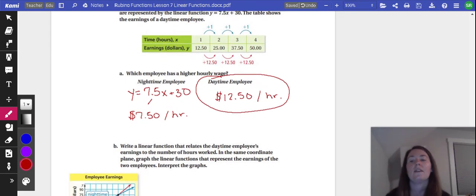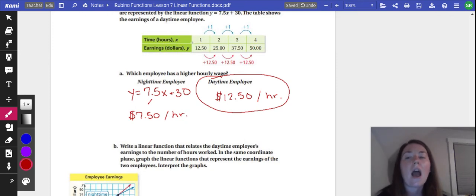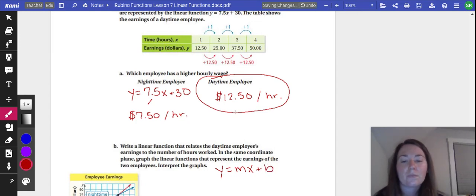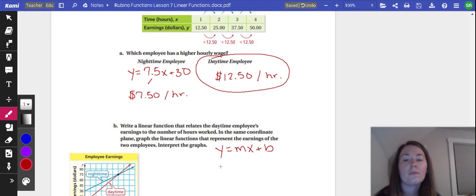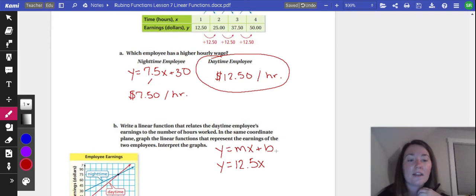Now in part B, it asks us to write a linear function that relates the daytime employee's earnings to the number of hours they worked. All right, so I am taking the information from this table, just like I did in the previous examples, and I am going to write a linear function. So remember, it is in the format y = mx + b. And I already know my slope, or my m, is their hourly wage, which we already figured out is $12.50 an hour. So I can say 12.5x. And then I just need to take a look to see if there is an initial value.